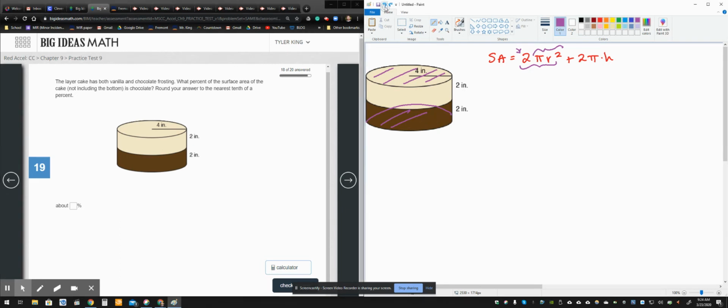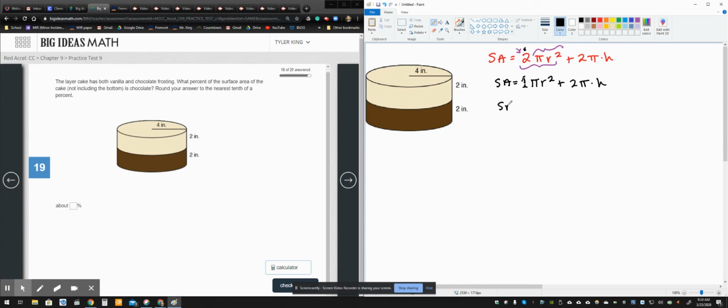So we can't include the bottom. What we're going to do is not include the bottom, which means we can't include that piece in our formula. So we're going to modify this formula so the surface area of this cake is equal to just pi r squared plus 2 pi r h. That's because we're not doing top and bottom, we're just doing one of them. It's like having a 1 here instead, which we don't need to show when we're just multiplying.